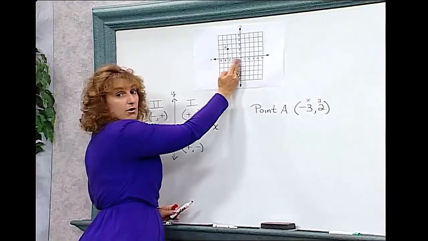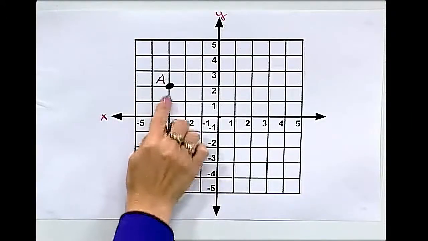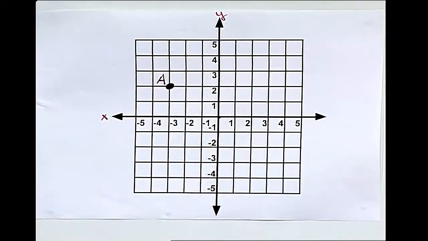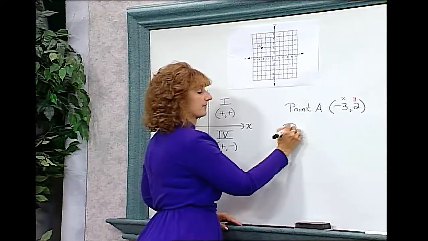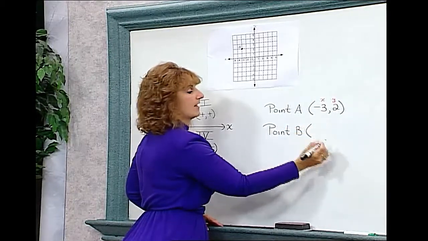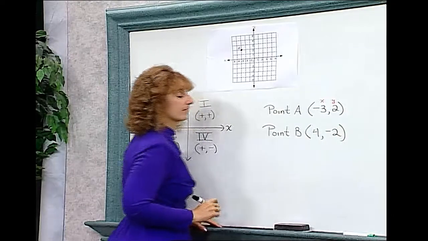So I started at the origin, I moved over to the left 3 and up 2, and I did end up in the second quadrant, which is my negative positive quadrant. Let's try to plot another point. Let's plot point B at 4, -2.